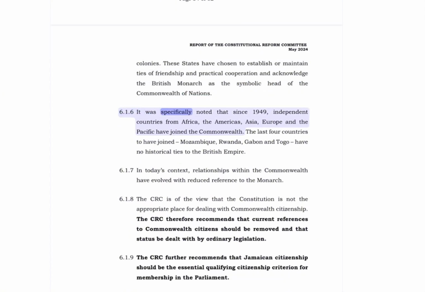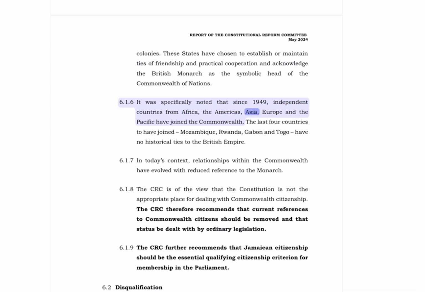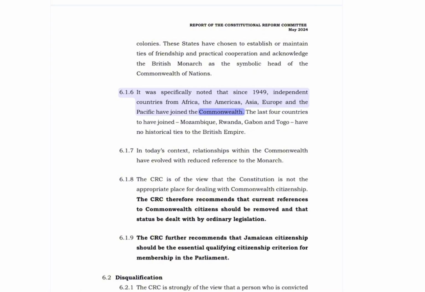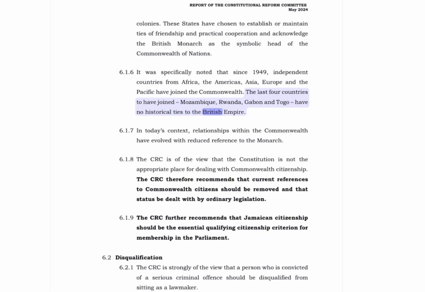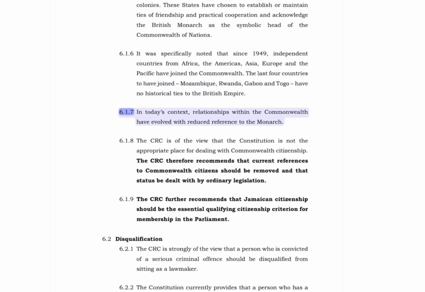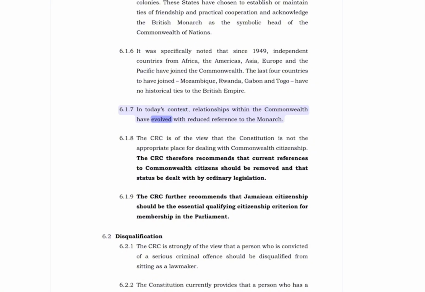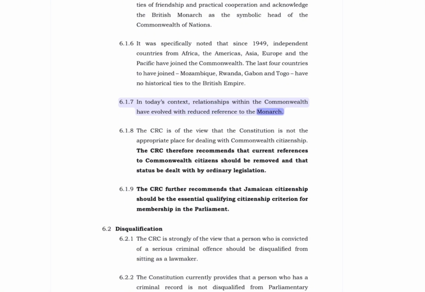6.1.6 It was specifically noted that since 1949, independent countries from Africa, the Americas, Asia, Europe, and the Pacific have joined the Commonwealth. The last 4 countries to have joined, Mozambique, Rwanda, Gabon, and Togo, have no historical ties to the British Empire. 6.1.7 In today's context, relationships within the Commonwealth have evolved with reduced reference to the monarch.